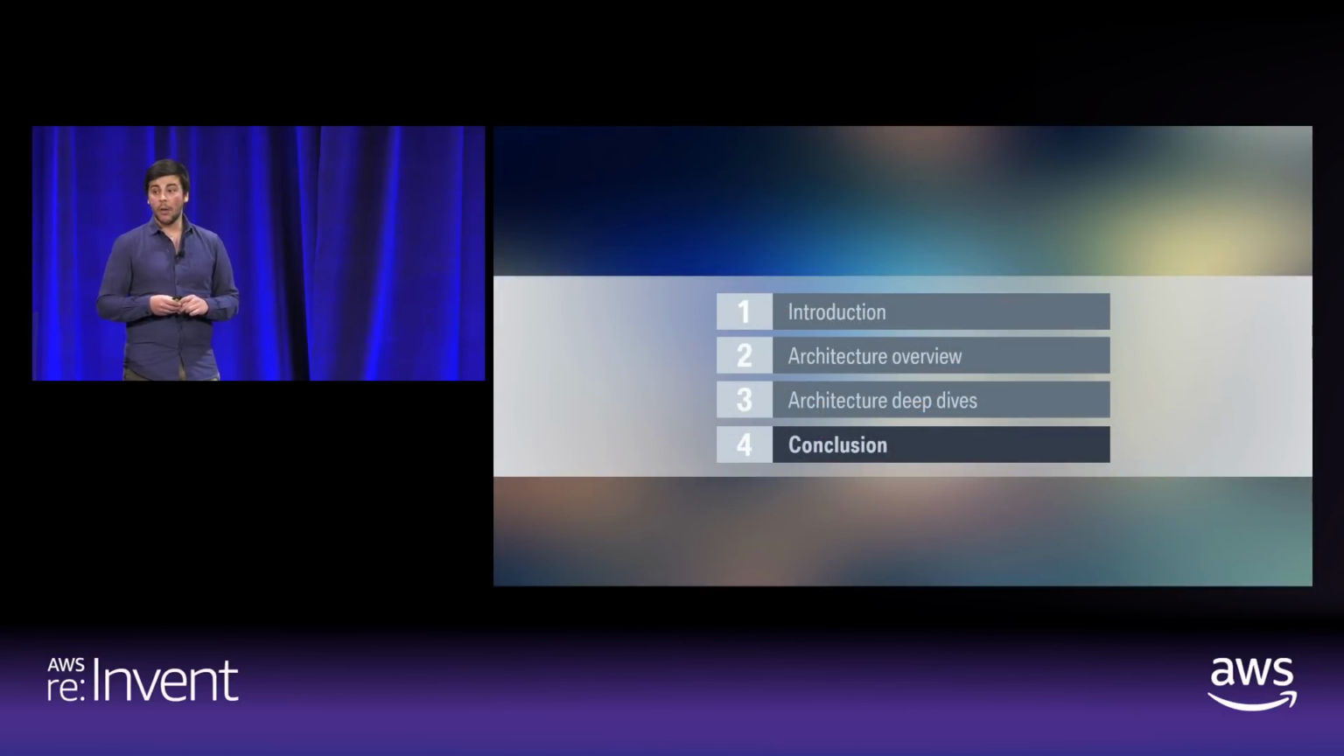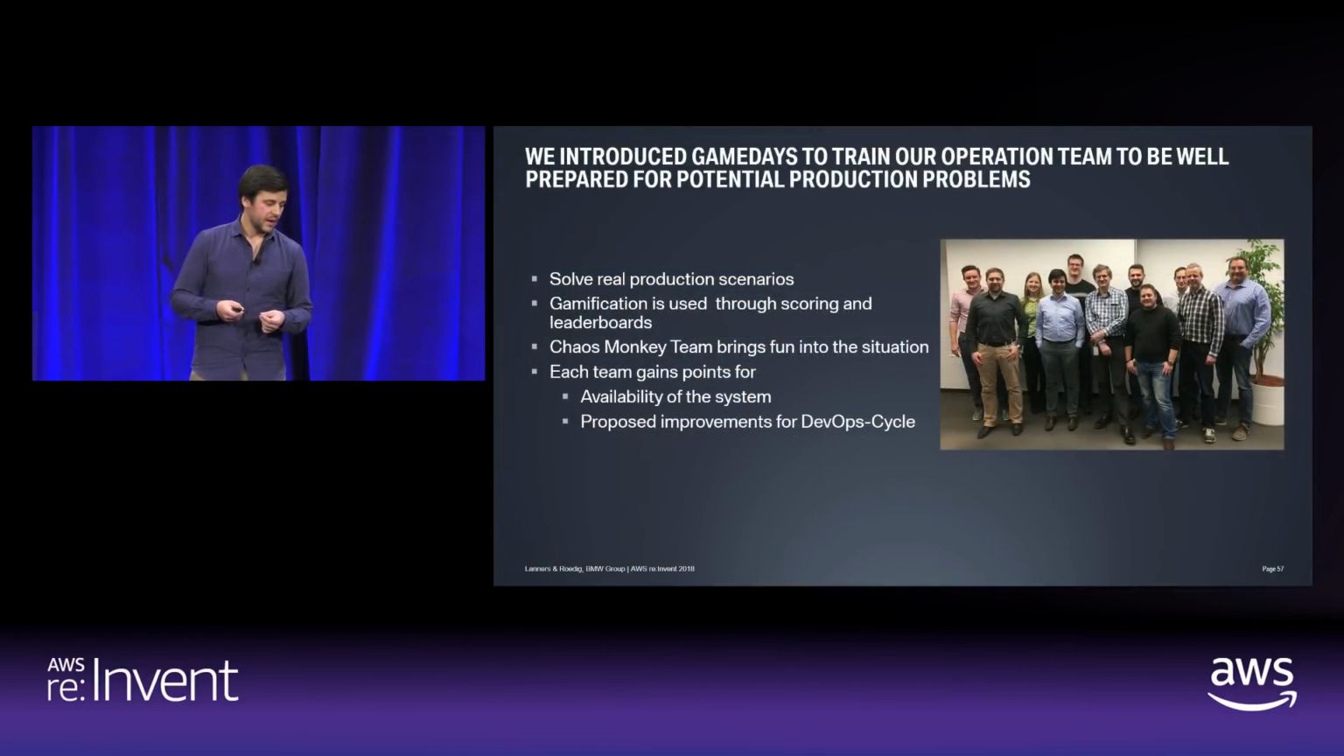Now we talked a lot about our architecture, but before I come to a conclusion, I want to talk about a nice event, our first own game day. The goal of the game day was to train our operation team. They should be well prepared for potential production problems. During the game day, the teams have to solve production problems on the real architecture.